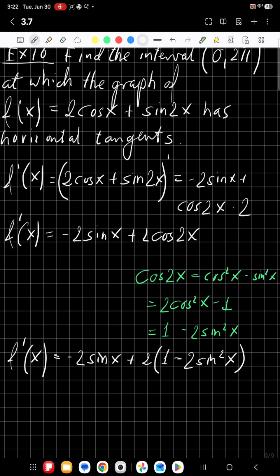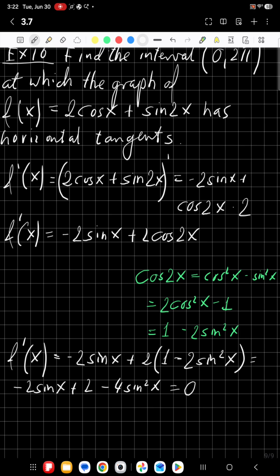Okay, so let me clean it up a little bit. So that's going to be negative 2 sine x plus 2 minus 4 times sine square x. At this point we'll make it equal to 0, so equals 0.